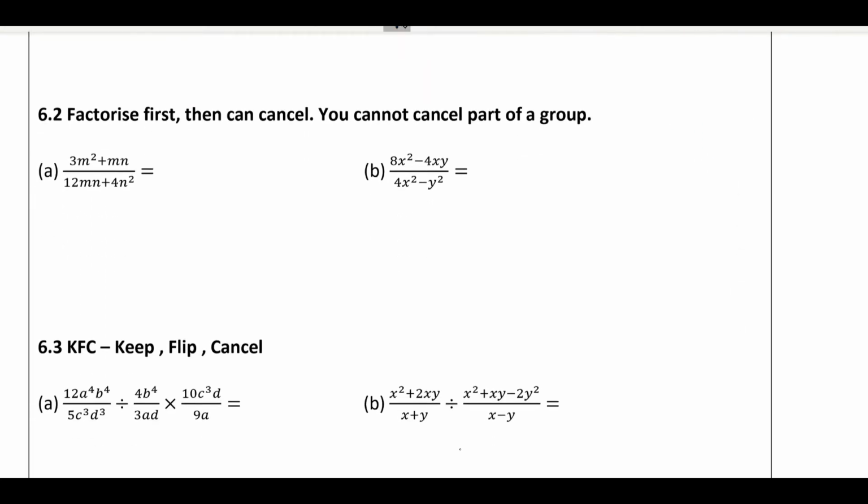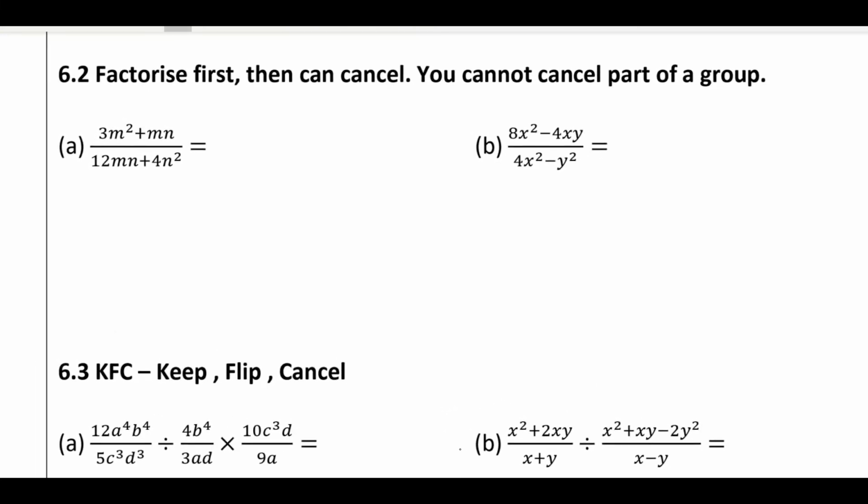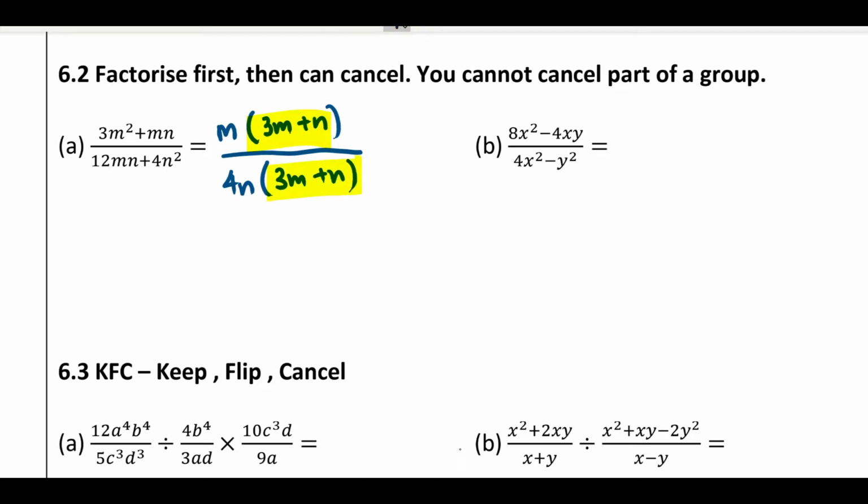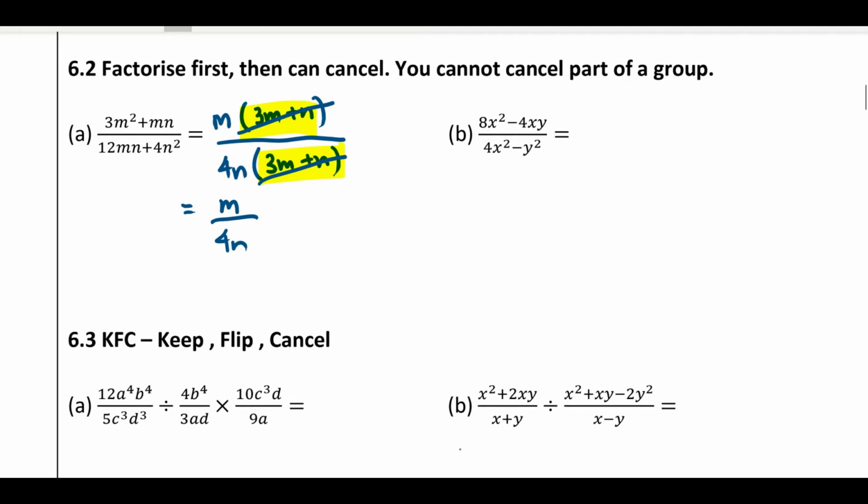Next, before we want to cancel, we have to check whether our numerator and denominator can factorize or not. Okay, so 6.2 talks about, always look at your numerator and denominator separately. Can factorize or not? Numerator, yes, I took out m. I'm left with 3m plus n. Denominator, I take out a 4n. I'm left with 3m plus n as well. Look here, 3m plus n, 3m plus n, they are one whole group together. So this one and this one, they can cancel. You get left with m over 4n. Just like that. Okay. Next one.